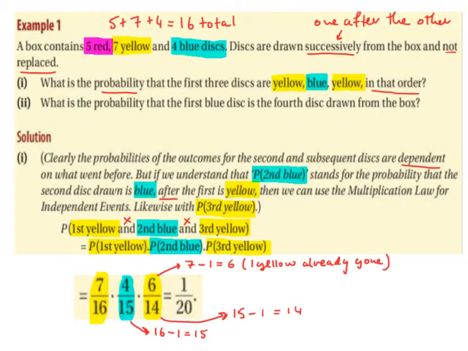And now we're interested in the probability that the third disc is yellow. At this point we have taken out 2 discs so far, so we're left with 14 discs. And remember, on the first occasion we took out a yellow disc, so 7 take away 1 is 6, because there's 1 yellow already gone. So the probability that the third disc is yellow is 6 over 14. 7 over 16 multiplied by 4 over 15 multiplied by 6 over 14 is 1 over 20. So this is the probability that the first 3 discs are yellow, blue, yellow in that order.